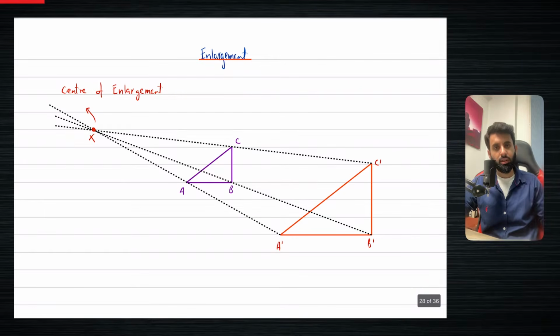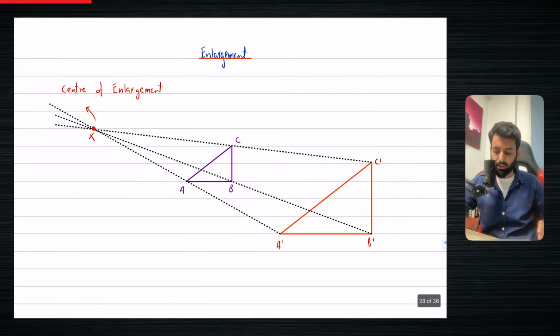So the other three transformations that we did, reflection, rotation, and translation, are called isometric transformations. Okay, and this is called non-isometric. That means the size of the image changes in this particular transformation. Okay, so let's get to work.